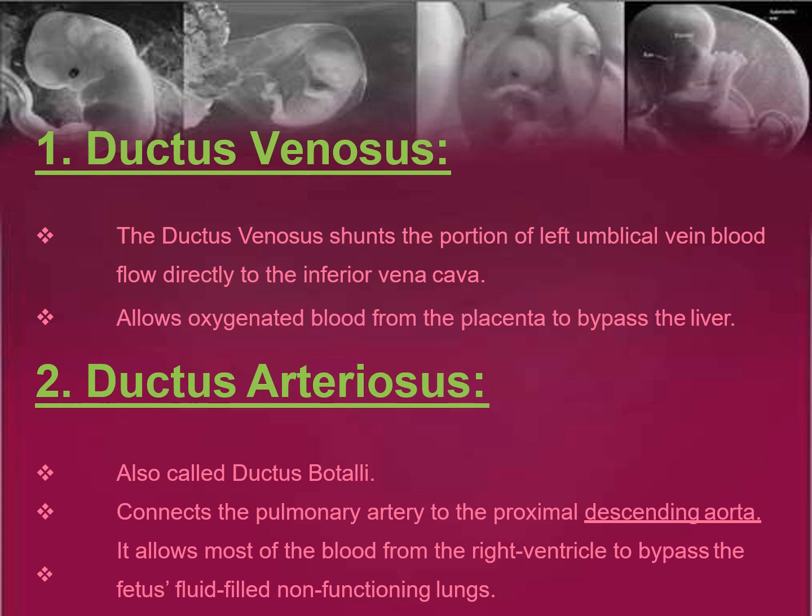Actually, aorta is the artery which is supplying oxygenated blood all over the body. We know the normal circulation in the adult. So this pulmonary artery is having a connection with the aorta. So this oxygenated blood which is coming from the fetus will be supplied to the aorta through this connection, and this connection is ductus arteriosus, the connection between the pulmonary artery and the descending aorta.